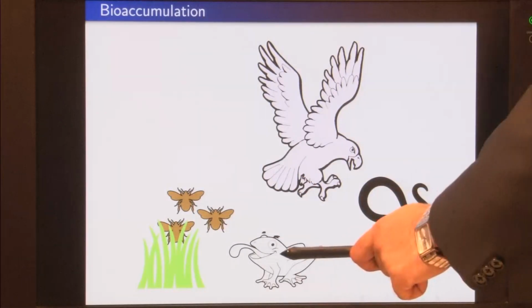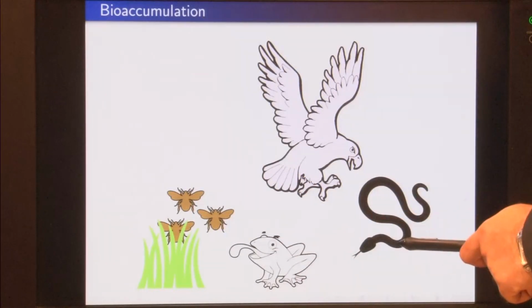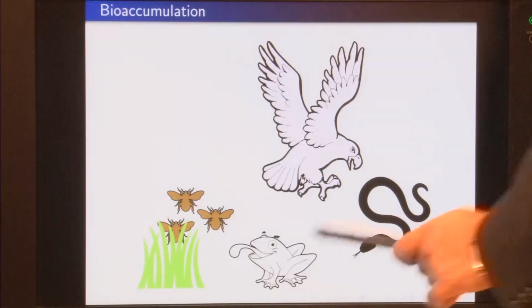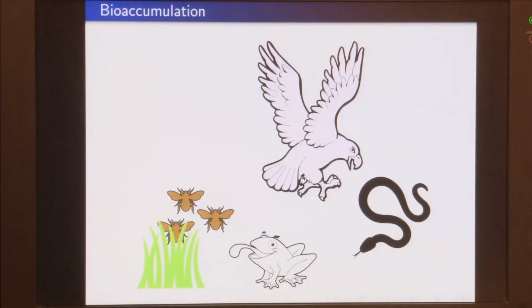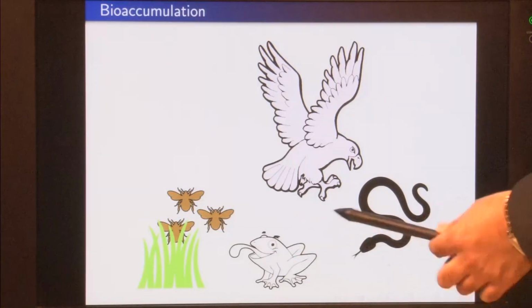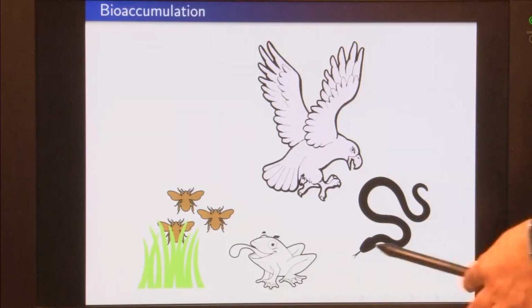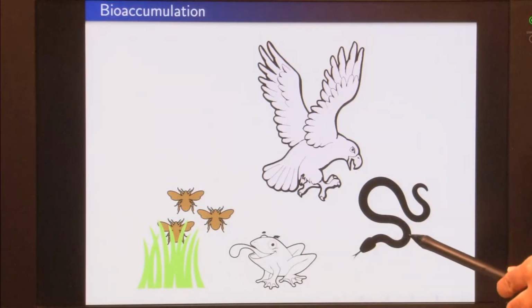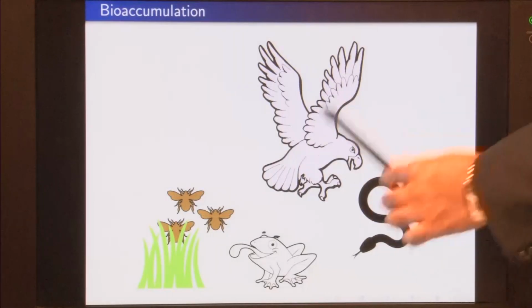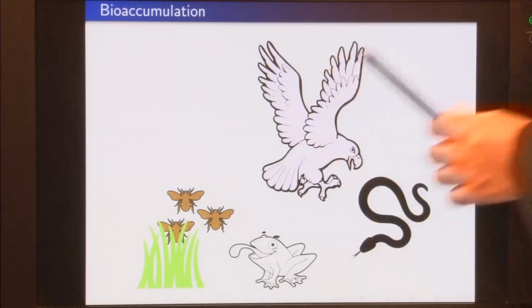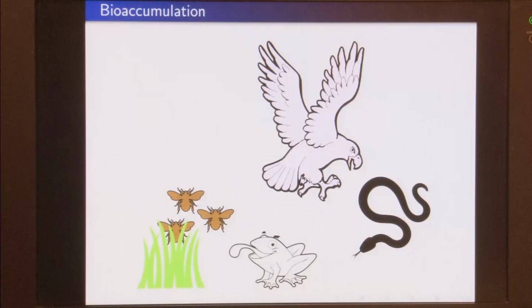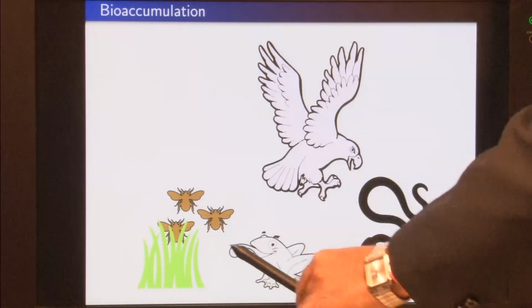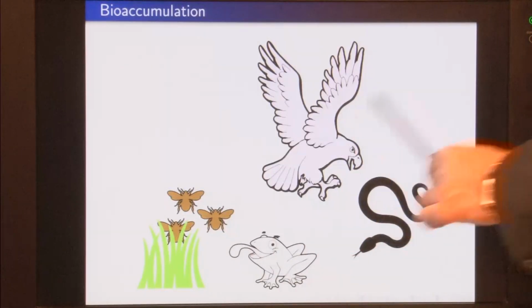Similarly, when these frogs are eaten by snakes, a snake would be eating say 1000 frogs in its lifetime. In such a scenario, the concentration of the pesticide in the fatty tissues of the snake would be much greater than what was there in the frogs. Now, when the snakes are eaten by a bird of prey, say an eagle, which would also be eating quite a number of snakes, the concentration of pesticides goes on increasing as we move up the food chain.